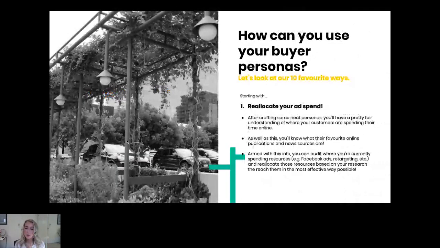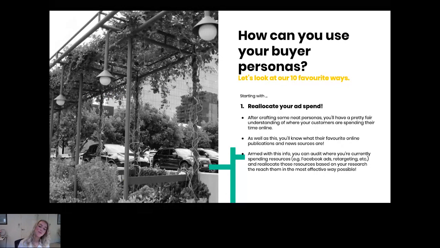So we've come to the end of the workshop bit. I hope that all made sense. By this point, if you're following along, later along at your business, we can now look at how you can actually use this tangible buyer persona in all your marketing and how we at Neighbourhood use ours.